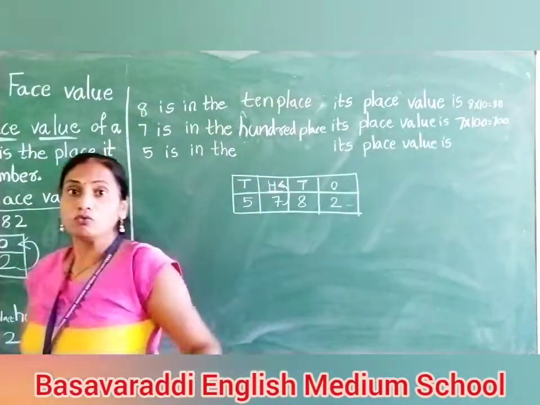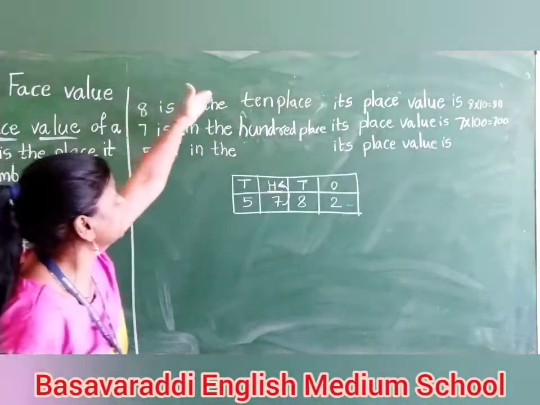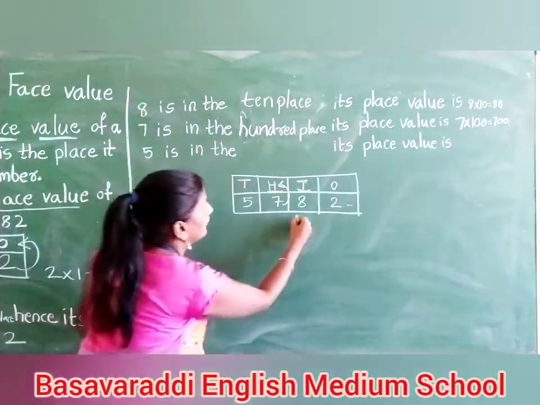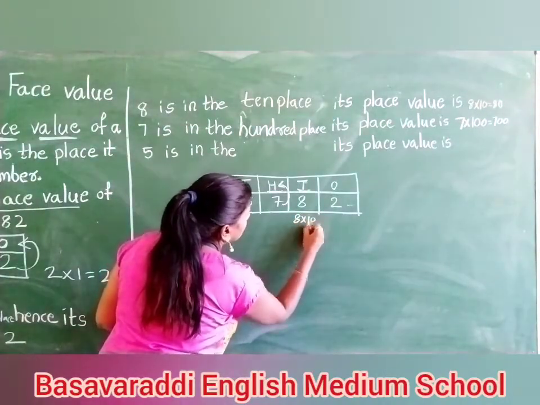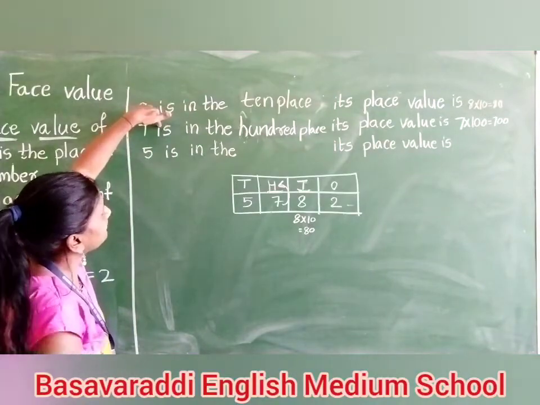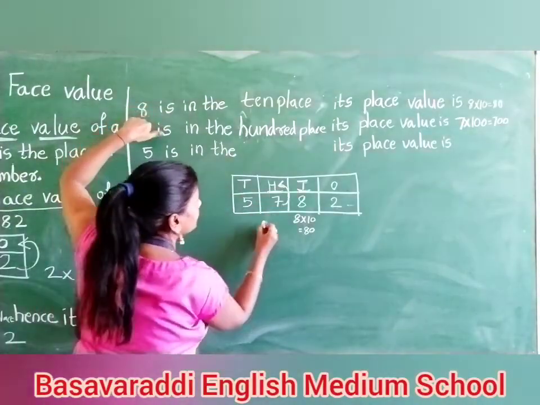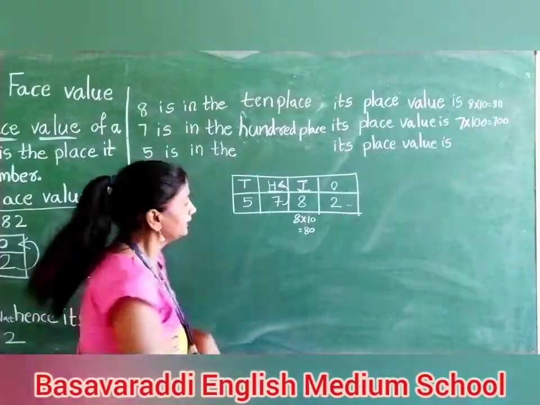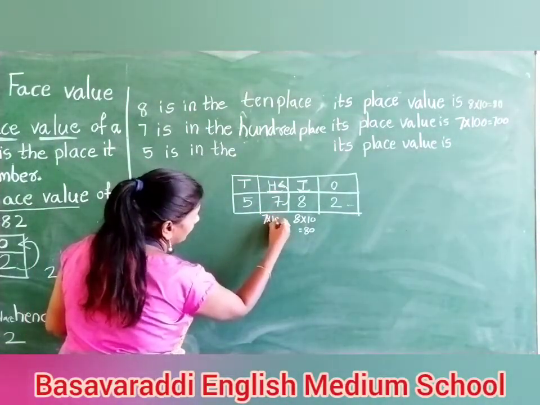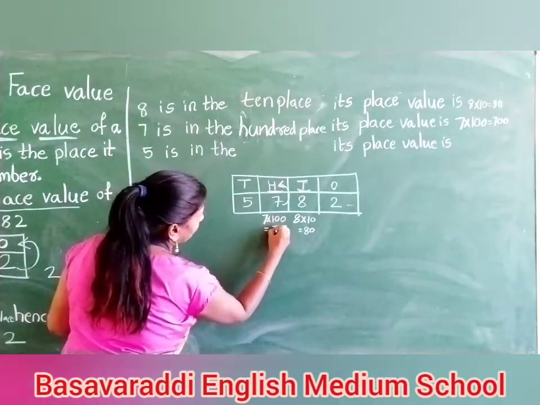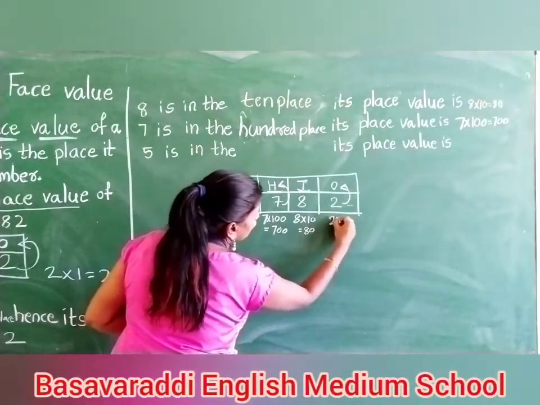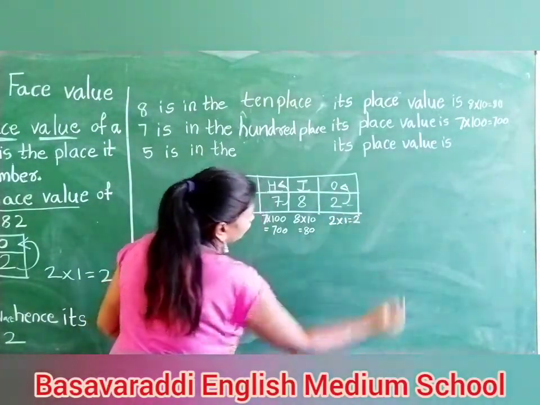Now, what about this one? 8 is in the 10's place, so it is 8 into 10, that is 80. Now 7 is in the 100 place, so 7 into 100 means 2 zeros, so 700. Here, the 1's place means 2 into 1, so it is 2.